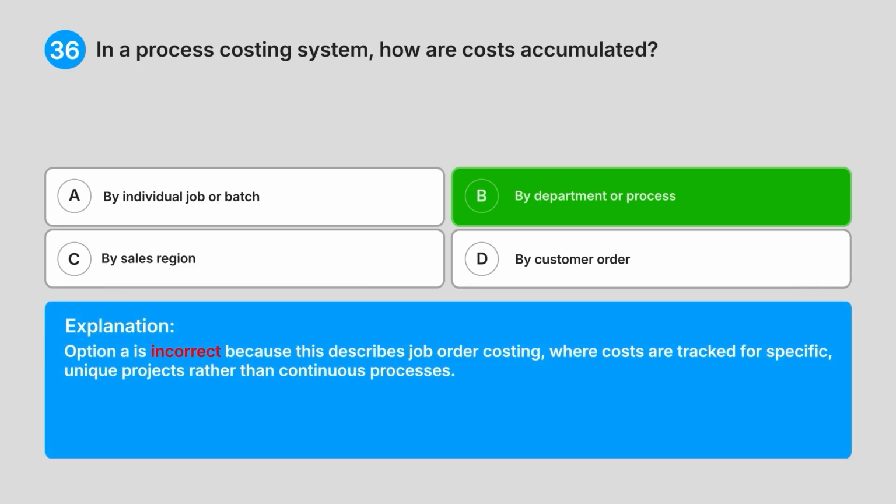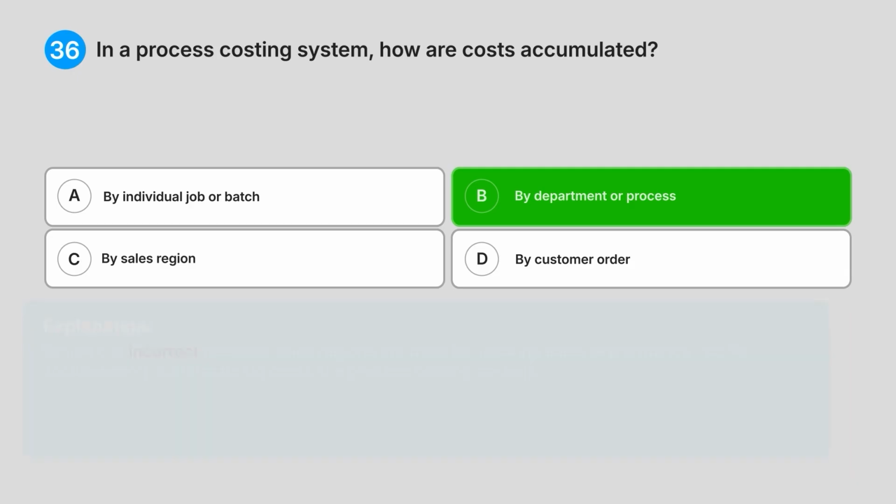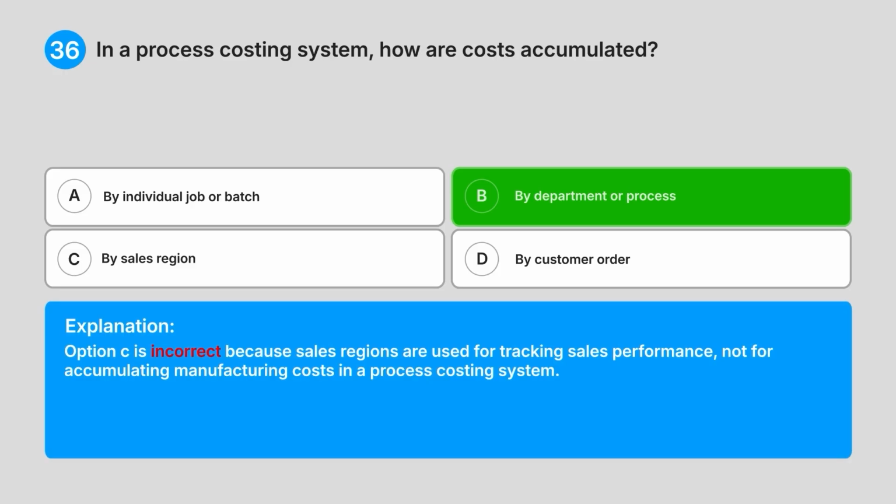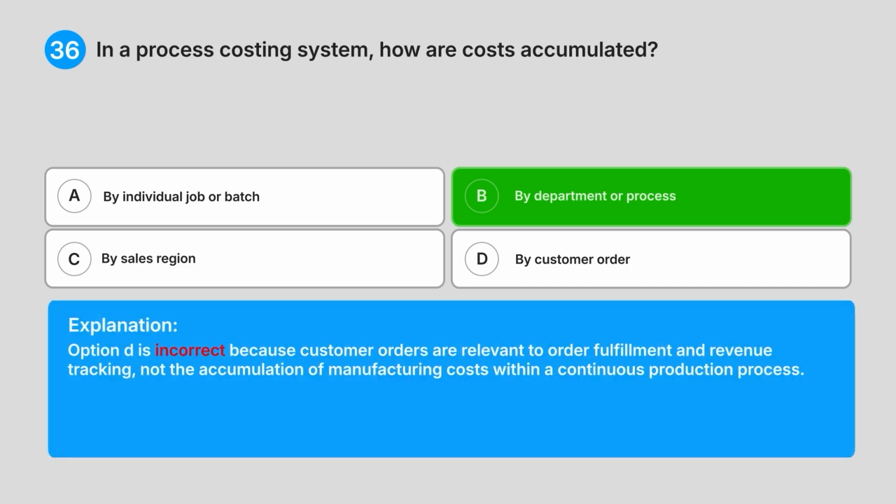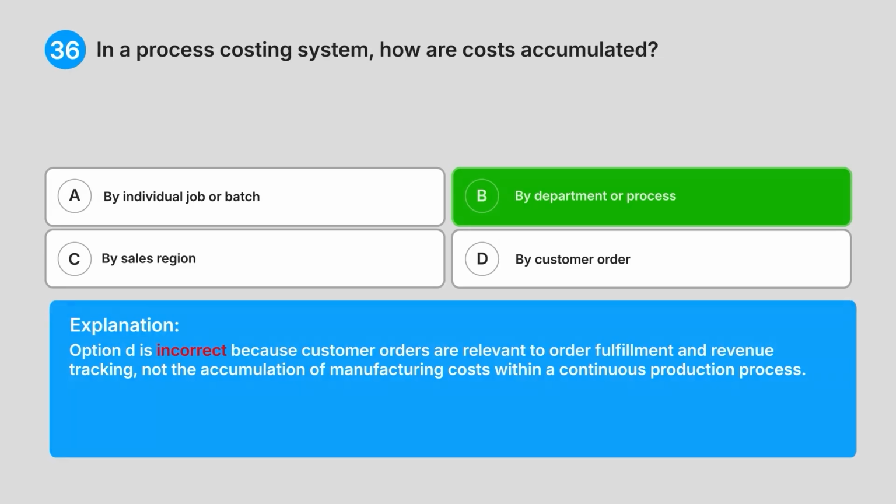Option A is incorrect because this describes job order costing, where costs are tracked for specific, unique projects rather than continuous processes. Option C is incorrect because sales regions are used for tracking sales performance, not for accumulating manufacturing costs in a process costing system. Option D is incorrect because customer orders are relevant to order fulfillment and revenue tracking, not the accumulation of manufacturing costs within a continuous production process.